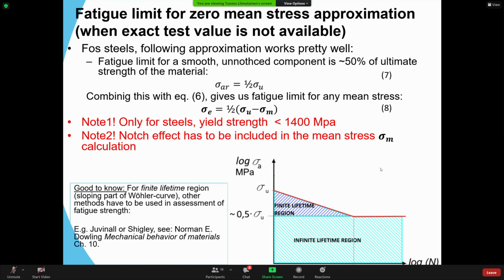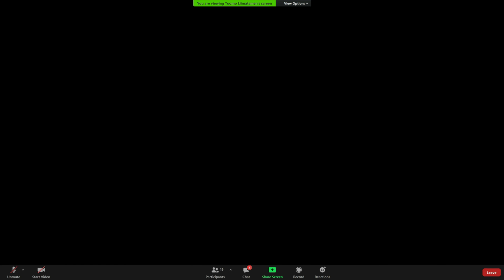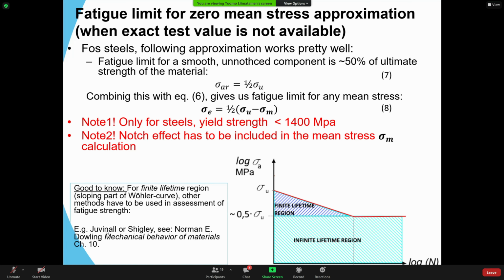But if we had a component for which we want to know the finite lifetime, and we need to assess this fatigue limit for a certain material for that, there are also methods. We don't go too deeply into it. But if you ever need to do the calculation for this sloping part of the Wöhler curve, the finite lifetime region over here, then you can, for example, check the method of Juvinall or Shigley, presented at least in Norman E. Dowling's Mechanical Behavior of Materials, probably somewhere else as well. That is good to know, but we don't need that in this course.